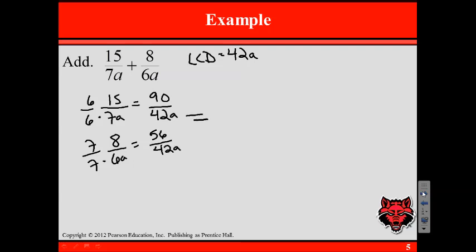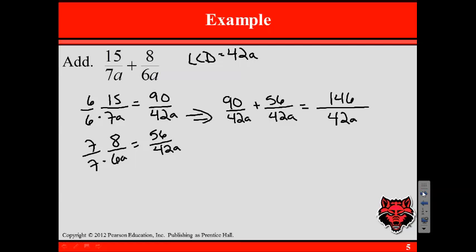Taking each of these fractions and putting them in place of the equivalent fractions, we now have 90 over 42a plus 56 over 42a. Once we have two fractions with a common denominator, we can write those over one denominator and add across the top. 90 plus 56 is 146.